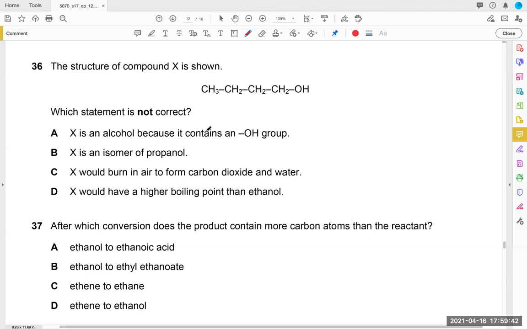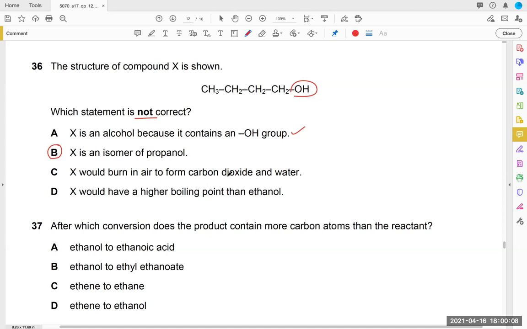Structure of compound X is shown. Which statement is not correct? Okay. This is an alcohol because of OH. There are 4 carbons, so there is butanol. X is an alcohol because it contains an OH group. That's factually correct, but is not the answer. X is an isomer of propanol. Propanol will have 3 carbons, this has 4. In an isomer the number of atoms remains the same. So this is not correct.